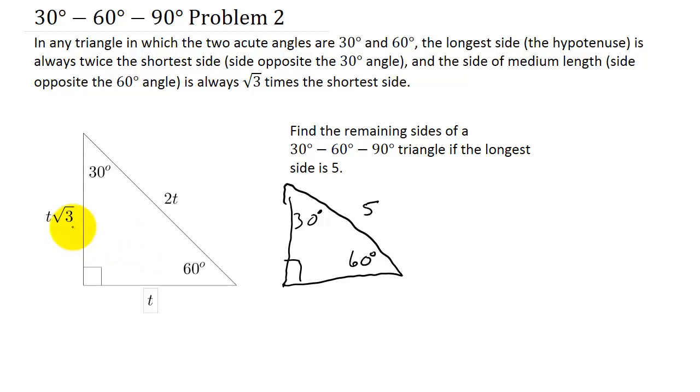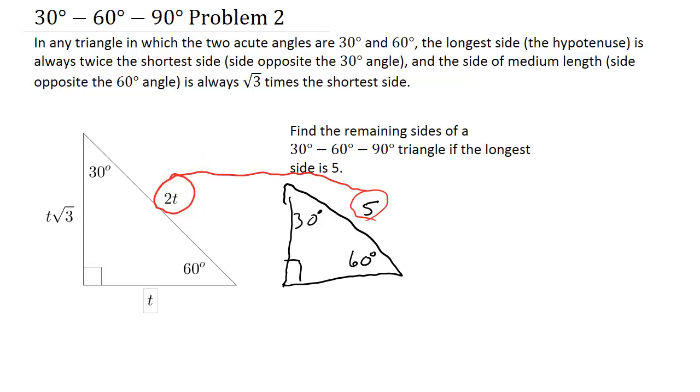Whenever you're doing this, it's best to find the shortest side first. If you're given the longest side, the side opposite the 90 degree angle, or if you're given the side opposite the 60 degree angle, find the length of the shortest side first. So now looking at this, they tell us that the side opposite the 90 degree angle is 5. Well, what is 5? 5, you can see, is 2t.